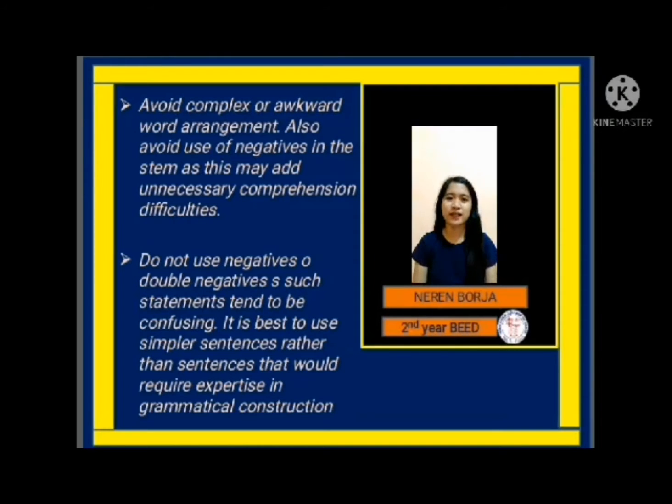Next, do not use double negatives. Such statements tend to be confusing. It is best to use simpler sentences rather than sentences that require expertise in grammatical construction. So, we should not use double negative words in the same sentence because double negatives are generally discouraged in English, as they are considered poor grammar and they can be confusing.